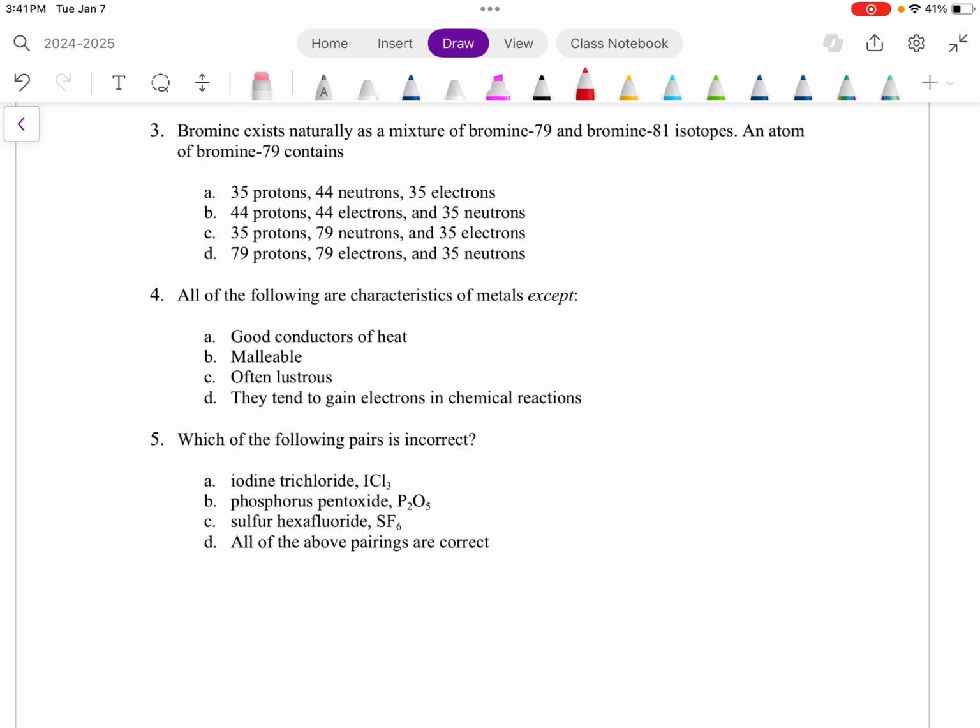So bromine exists naturally as 79 and 81. An atom of bromine 79 contains what? So you go to the periodic table, find out that bromine is number 35. That means 35 protons, so automatically you're down to A and C. 79 refers to the mass, which is the sum of the protons and neutrons. And so obviously there's not 79 neutrons, so that eliminates C, so it's going to be A.